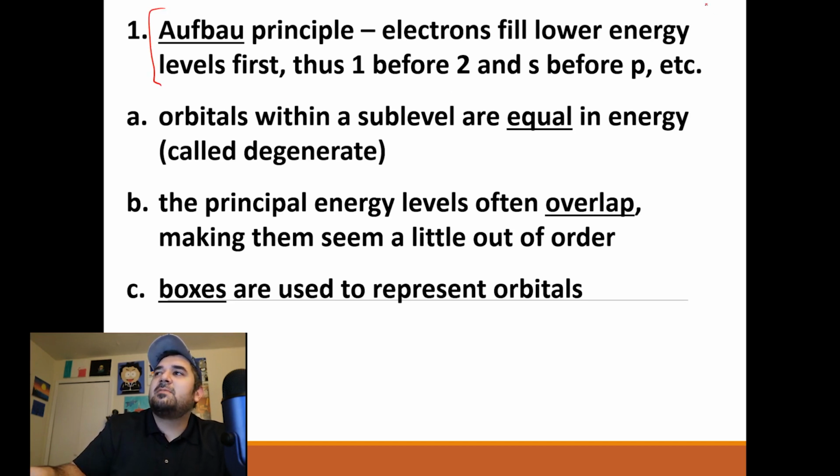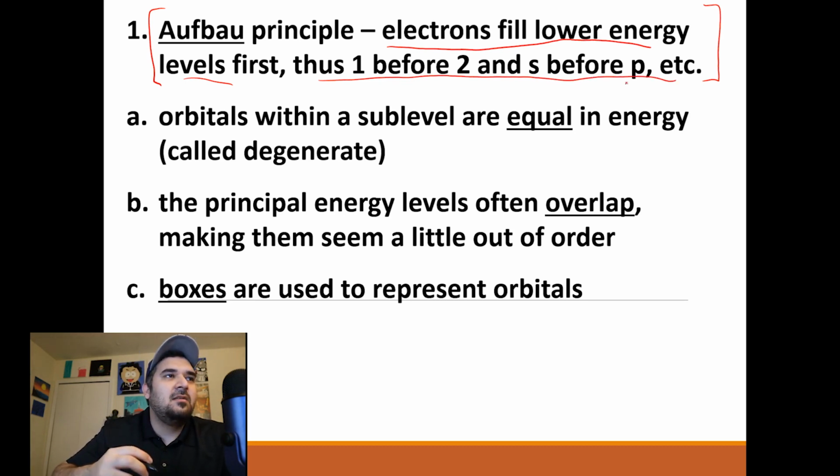Aufbau's principle tells us that electrons fill lower energy levels first, thus 1 before 2 and S before P. So basically, think about it like you walk into a teacher's class on the first day of school and he says, okay, go ahead and fill the front row, and you can't sit in the row behind it until you fill the front row. Or when you were in junior high and you were in the cafeteria and they said everybody had to sit in order and you just had to take the next seat. You couldn't just pick your seat. That's basically what electrons do. They can't pick where they sit. They're just going to sit in the next available seat.